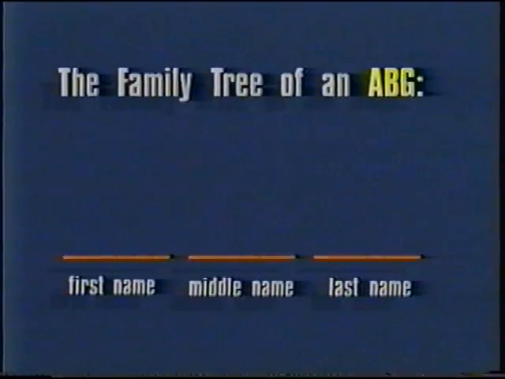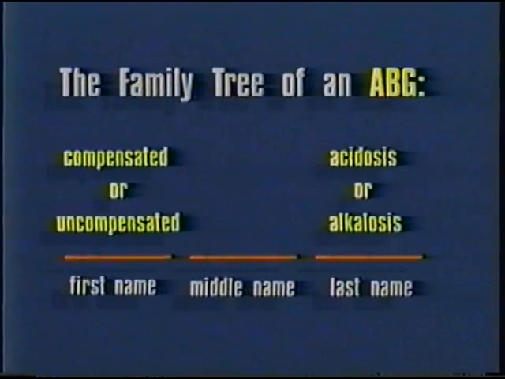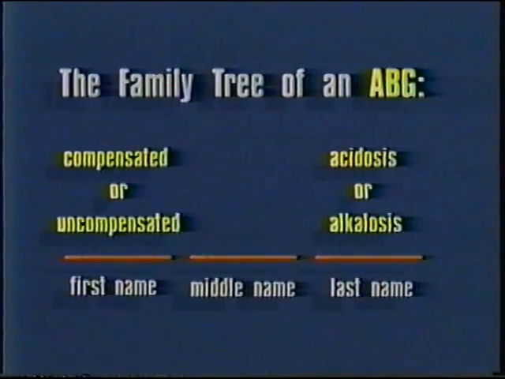As we said earlier, this is called the family tree of an ABG. Each ABG has a first name, a middle name, and a last name. Think of it as you would naming a baby. The first name only has two choices, compensated or uncompensated. The last name also only has two choices, acidosis or alkalosis. The middle name has more choices, so we'll save it for last.